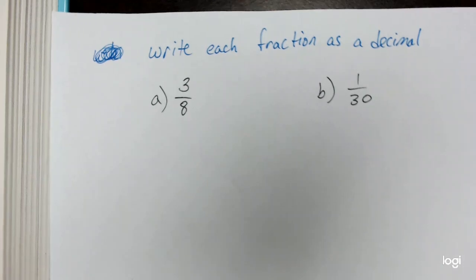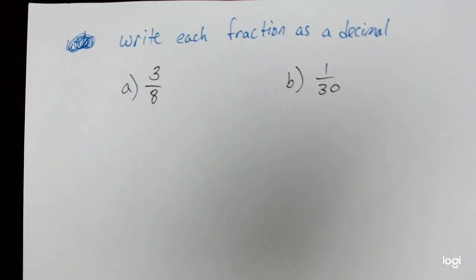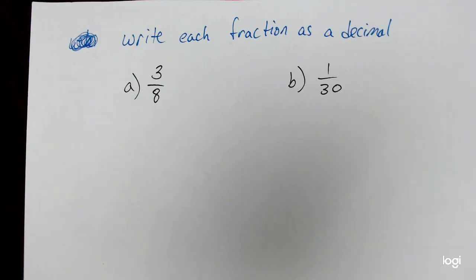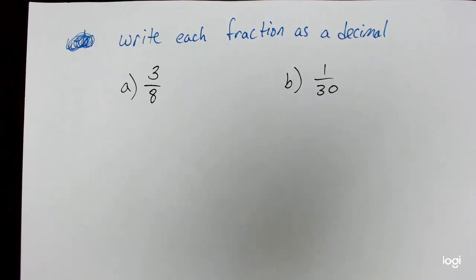So I've got some example problems here for us. We have to write each fraction as a decimal. The first fraction is 3/8, the second one 1/30th. And if you remember the thing that I keep saying in class, which is that fractions are the same as division, I can quickly turn these into a decimal. And this should have been something that we did last year.